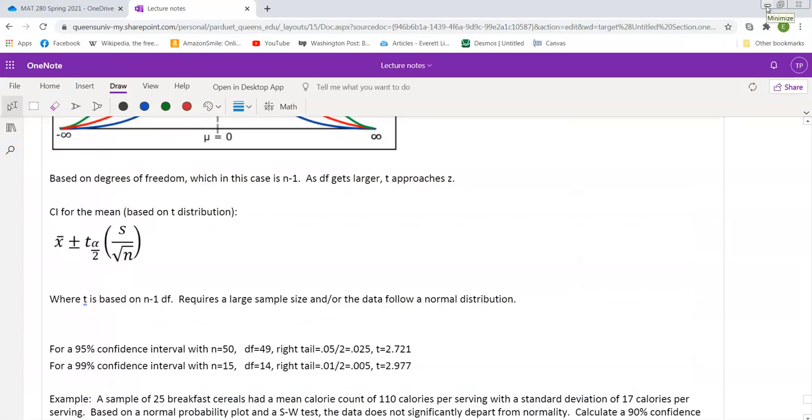Okay, and I feel like I sort of went quickly through this first one, but if the exact degrees of freedom you're looking for is not on the table, just get the closest one, the closest thing to it.